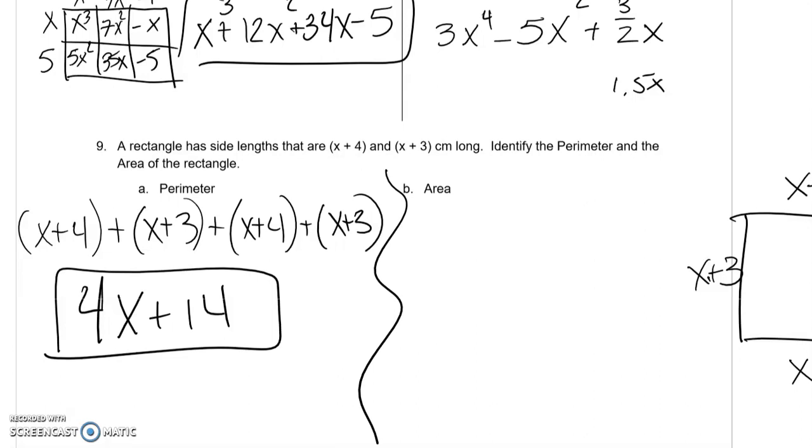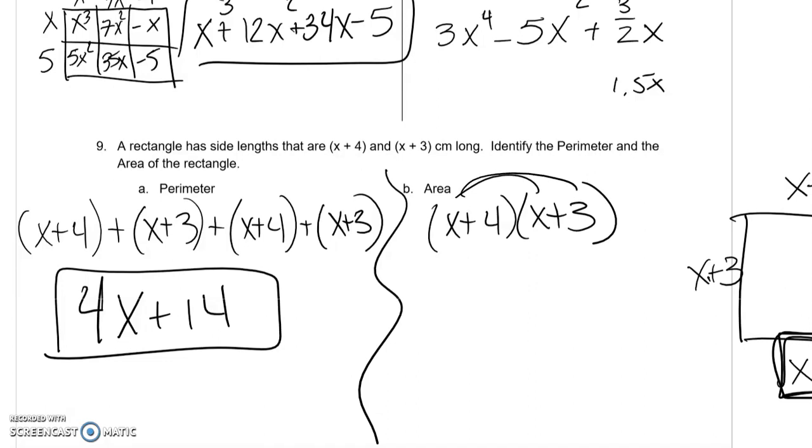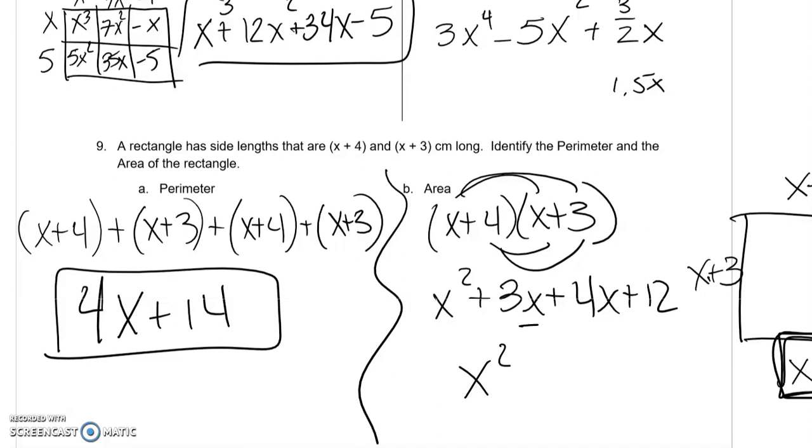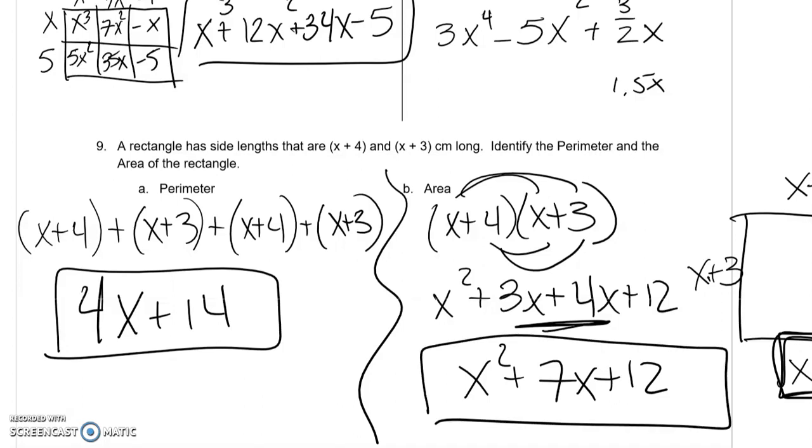Now for the area, find the area of a rectangle, we do base times height. Base, let's call x plus 4, our height, let's call x plus 3, and we're going to multiply x plus 4 times x plus 3. I'm going to draw the distribution lines this time. X times x is x squared, x times 3 is 3x, 4 times x is 4x, 4 times 3 is 12. Combining our like terms, the area is represented by x squared plus 7x plus 12.